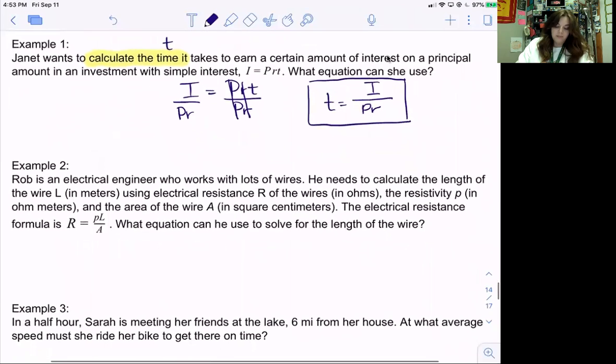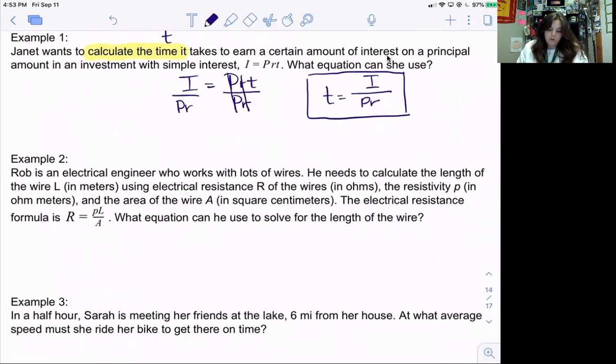All right, looking at example 2, Rob is an electrical engineer who works with lots of wires. He needs to calculate the length of the wire L in meters using electrical resistance R of the wires in ohms, the resistivity P in ohm meters, and the area of the wire A in square centimeters. The electrical resistance formula is R equals P times L divided by A. What equation can he use to solve for the length of the wire?